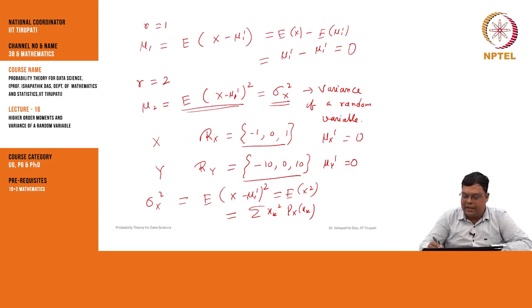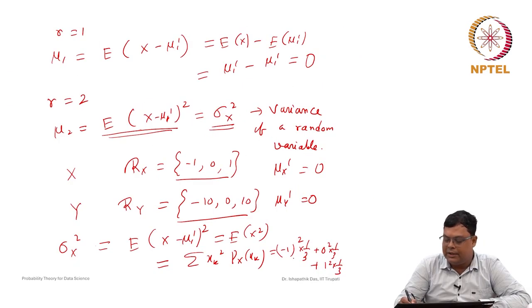For this random variable it will be minus 1 whole square into 1 by 3, plus 0 square into 1 by 3, plus 1 square into 1 by 3. Then the variance sigma square will be 1 by 3 plus 0 plus 1 by 3, which is nothing but 2 by 3.